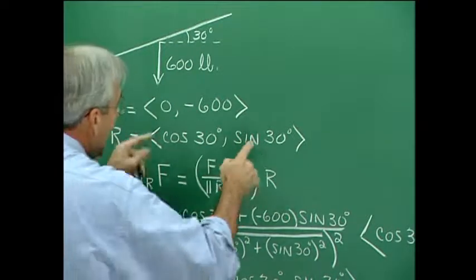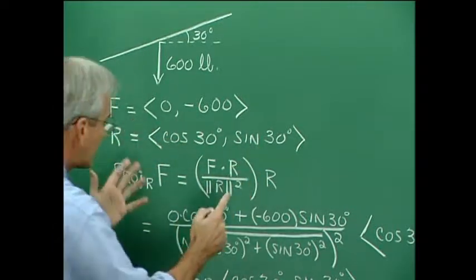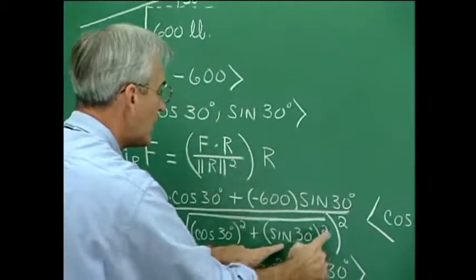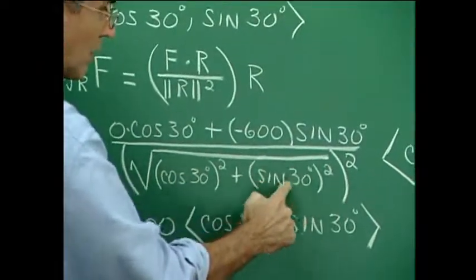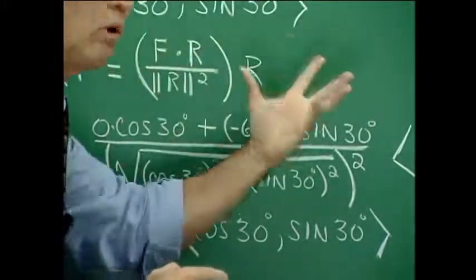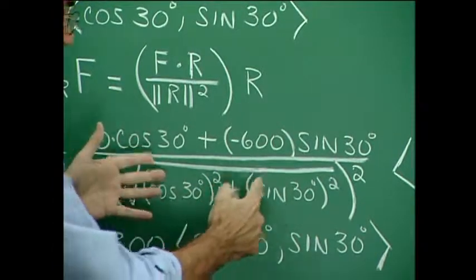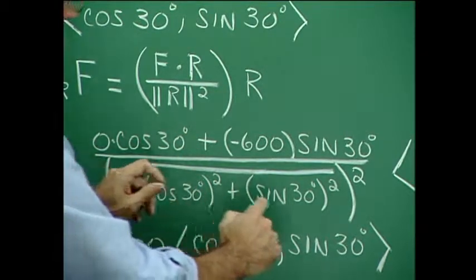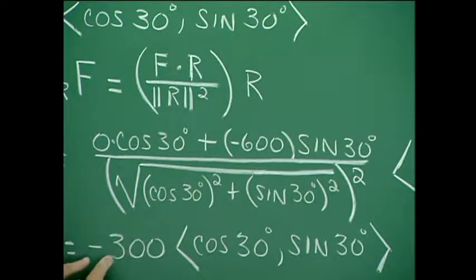Now, if we put down the items corresponding with the components here, it would be the square root of cosine 30 degrees squared plus sine 30 degrees squared. But what does this mean? This means cosine squared 30 plus sine squared 30. Cosine squared theta plus sine squared theta is equal to 1, the basic Pythagorean identity, remember. So this is 1. The square root of 1 is 1, and 1 squared is 1. So 1 appears in this denominator. This term upstairs goes out. We have sine 30 degrees times negative 600, and that turns out to be negative 300.